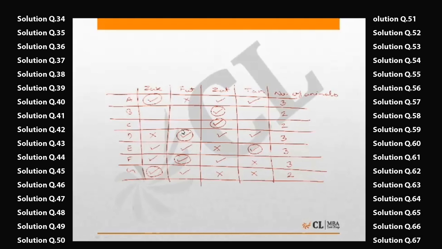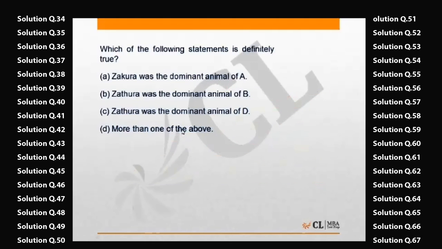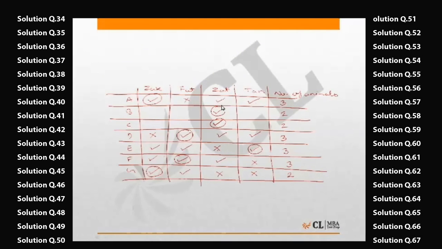Fine. We'll move forward to questions. The first question says, which of the following statements is definitely true? The first statement, Jakura was the dominant animal of A. Yes, it is true. We can see it in the table. Next, Jathura was the dominant animal of B. Yes, Jathura is the dominant animal of B. The second statement is also true. We can see it in the table.